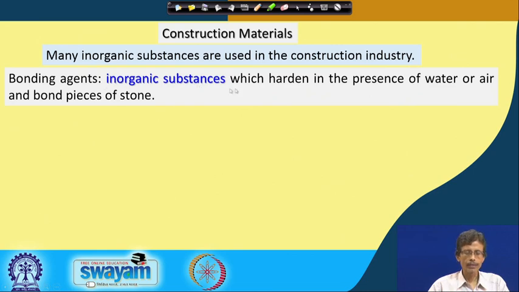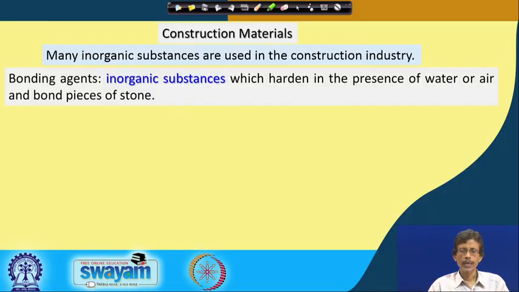So, these are inorganic substances which harden in the presence of water or air and bond pieces of stone. It is a very simple and very important definition of a bonding agent. The way we chemists talk about the bonding between two atoms, like in water, since we are talking about water also here: you have oxygen bound to two hydrogen atoms, giving you the H2O or the water molecule.